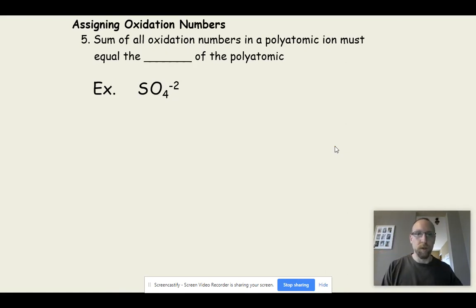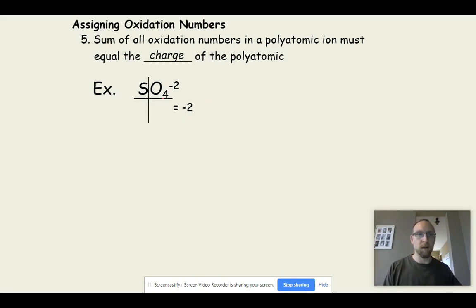Rule number 5. So if we're dealing with a polyatomic ion, so remember, poly means many, so a many atom ion here now has a charge. That charge is given. So if you're given a compound with a charge in the top right, that's a polyatomic ion. So now this is an instance where it's not going to add up to 0. So in this case, the sum of all the oxidation numbers must equal the charge. That's not telling you oxygen's charge. It's telling you the whole thing has a charge of -2.